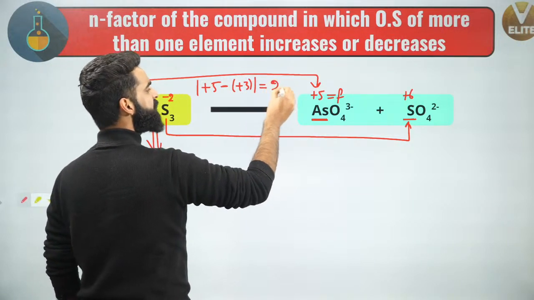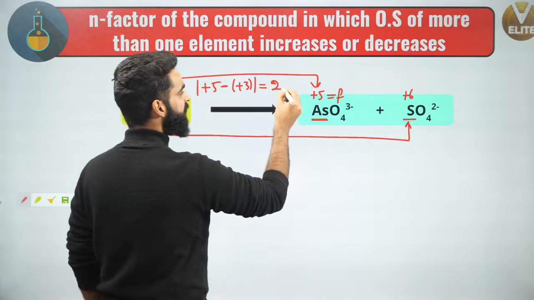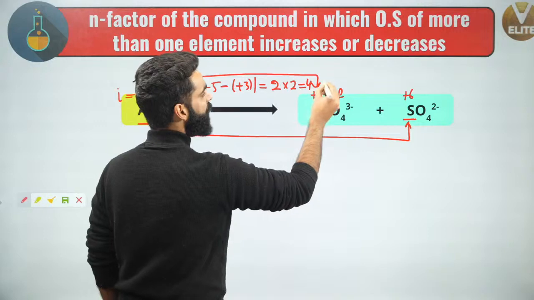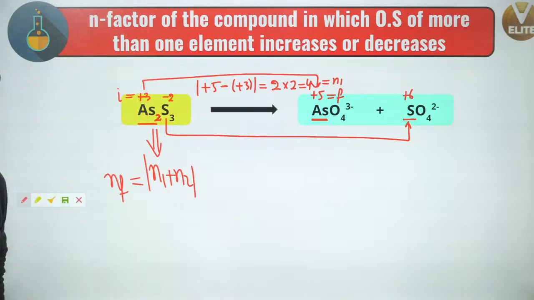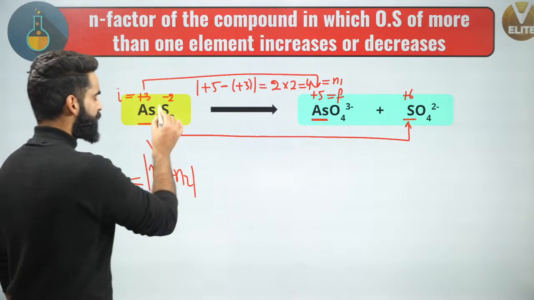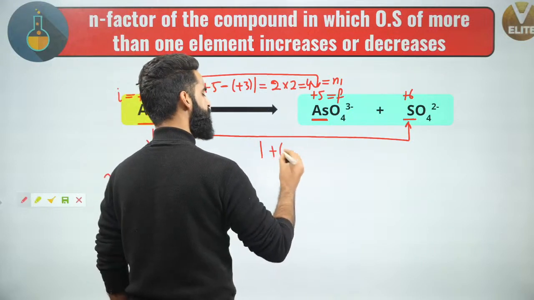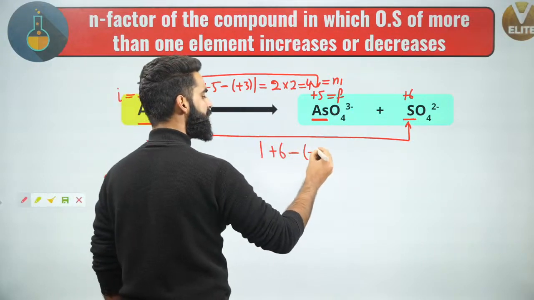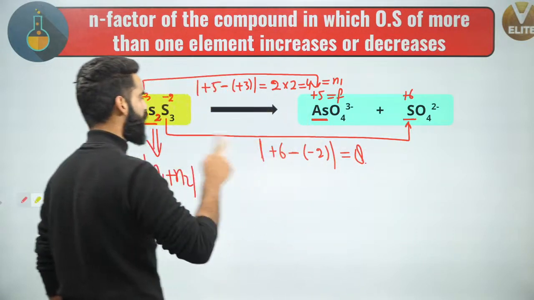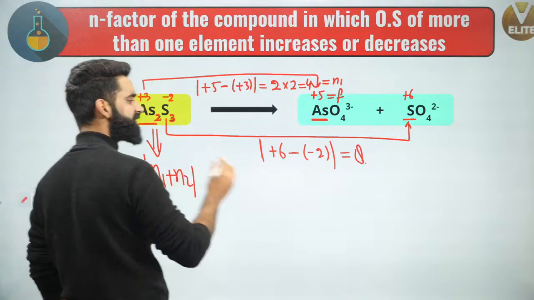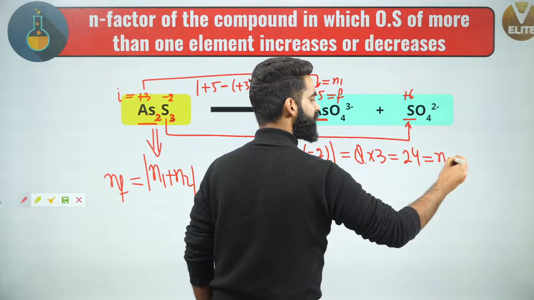2 is the change in the oxidation state for one As atom, but I have 2 As atoms, so I'm multiplying it by 2. 2 2s are 4. So the value of N1 right here I got as 4. Now we will see from -2 to +6. What is the change? Final oxidation state, which is +6, minus initial oxidation state, which is -2. The value you are getting is 8. But 8 is the change in the oxidation state for one sulfur atom, and right here I've got 3 sulfur atoms. So I'm going to multiply it by 3. It's going to be 24. And this 24 will be the value of N2.